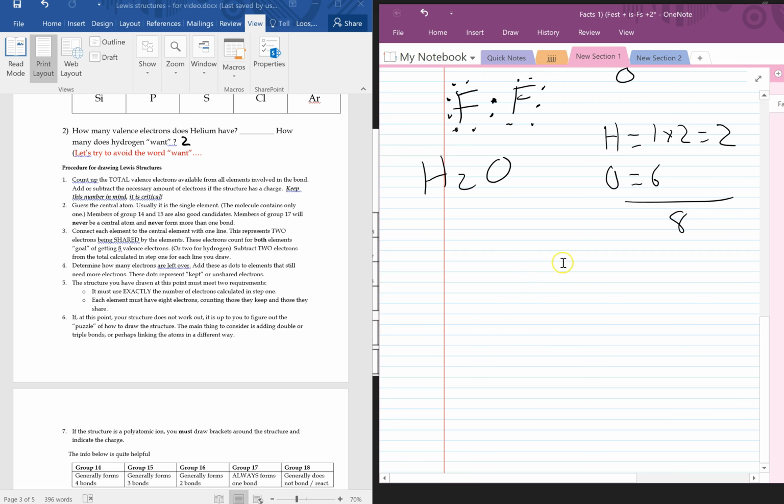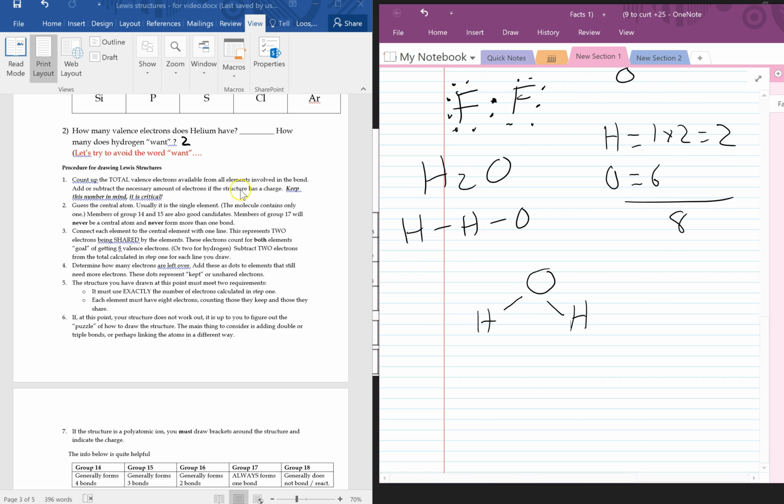Now step 2 says guess the central atom, usually the single element. So what I mean by that is these are going to be connected in some way, and almost always in these molecules there's going to be one atom and then other atoms are going to be connected to that one. So in other words, it's not going to look like this, it's not going to look like that. The atom that's by itself is usually the one in the center, and we're going to connect the other atoms to that one. So since there's only one oxygen, I'm going to put the oxygen in the center, and I'm going to connect the 2 hydrogens to it with bonds.